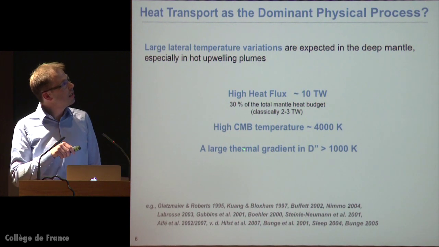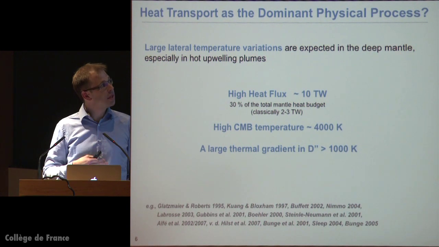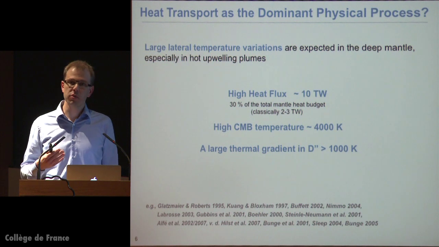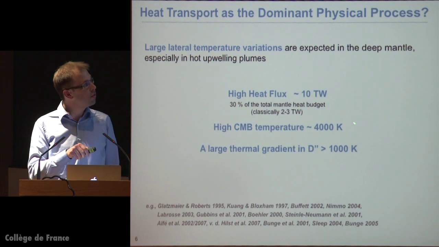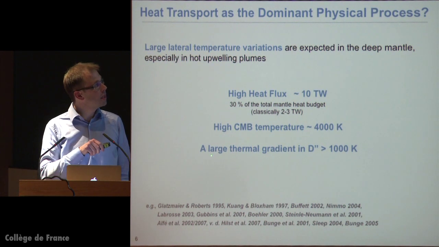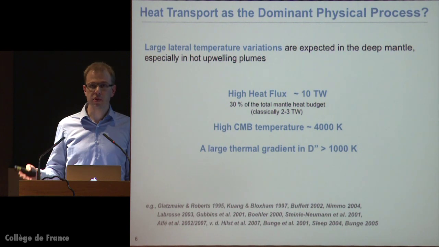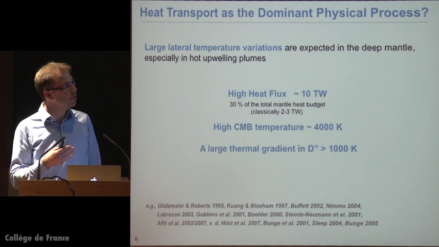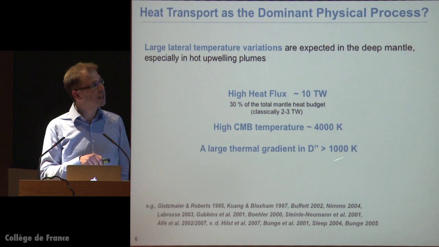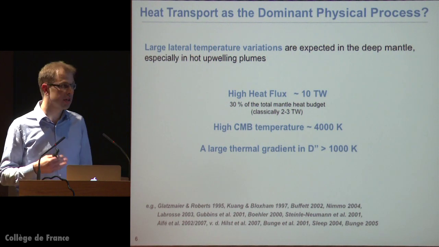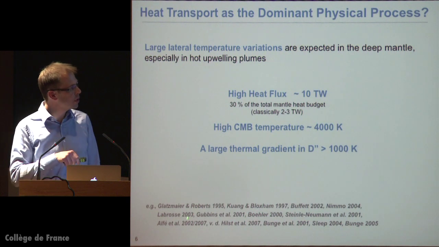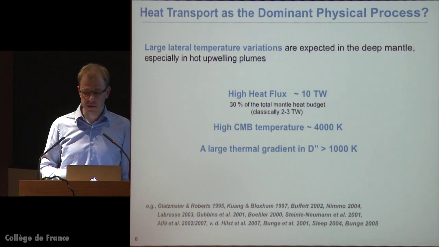And also, hand in hand with that, the current estimates of the core temperature are rather high, on the order of around 4,000 Kelvin, and this will be related to a strong thermal gradient across D double prime, so a strong temperature drop from the core into the mantle of at least 1,000 Kelvin or more, 1,500 perhaps. This is supported by quite a large range of studies.